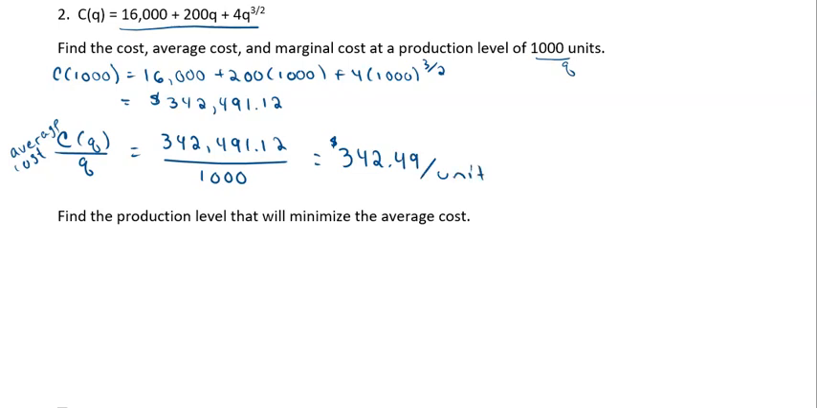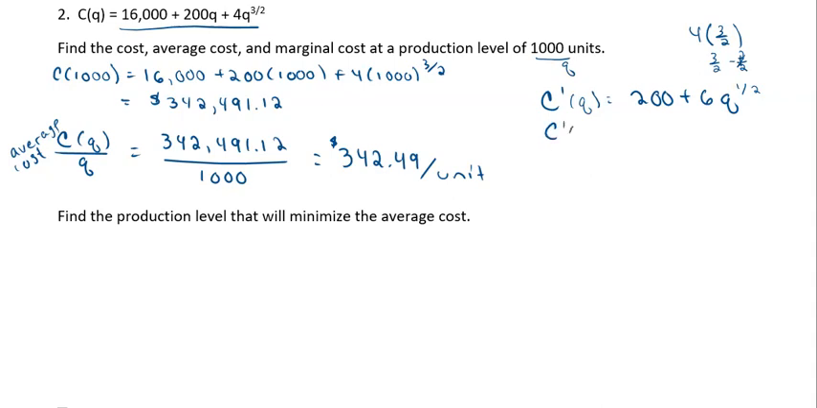So then we're trying to find our marginal cost. Well, our marginal cost is our derivative of our cost function. So we have our original cost function. We need to take its derivative. The derivative of 16,000 is 0. The derivative of 200Q is just 200. And the derivative of 4Q to the 3 halves, bring down your power. 4 times 3 over 2, so 4 times 3 is 12, divided by 2 is 6. And then subtract 1. So if we have 3 halves minus 1, that's really minus 2 over 2. So that gives us 1/2.